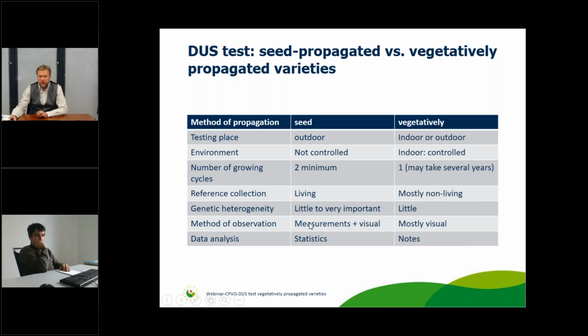Seed-propagated varieties often have an important genetic heterogeneity. For vegetatively propagated varieties, this is not the case. Also, therefore, the methods of observations are different. For seed-propagated varieties, they are mostly measured and statistical analysis has to be done. For vegetatively propagated varieties, the assessment is done mostly visually and the analysis is based on notes. This has some consequences on the conduct of the DUS test. It means it's much easier and can be done much faster.